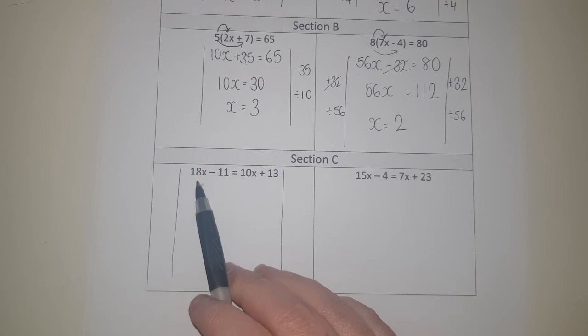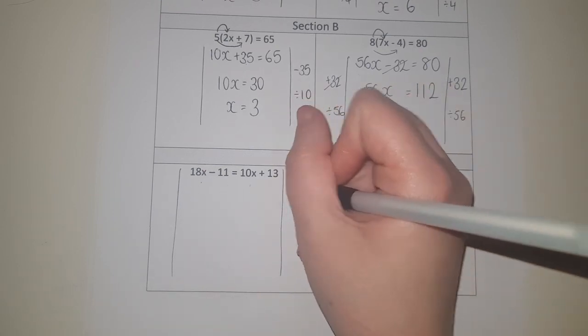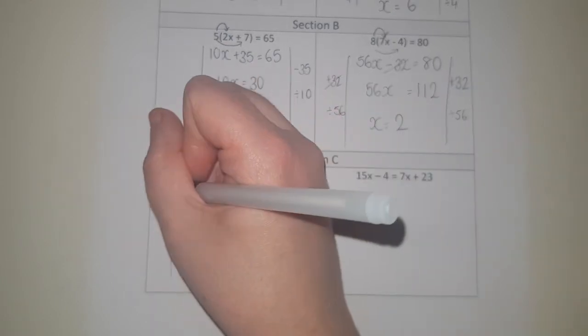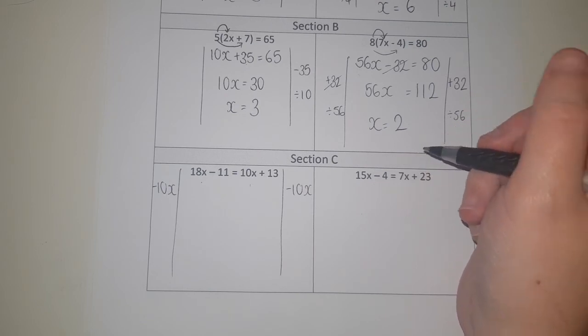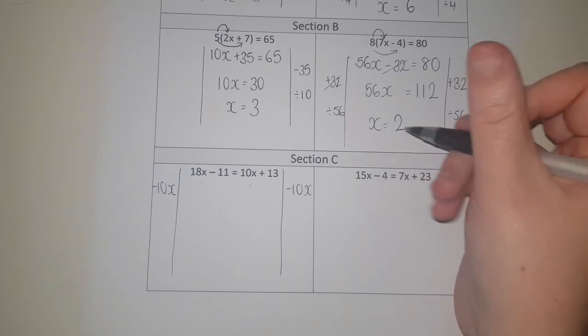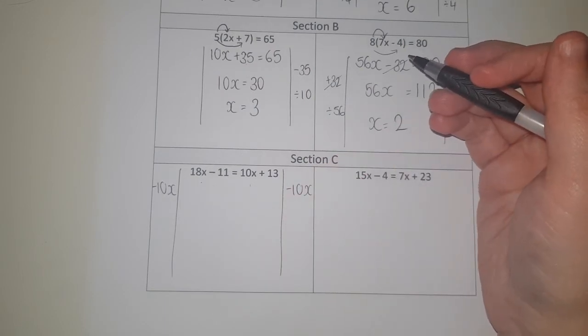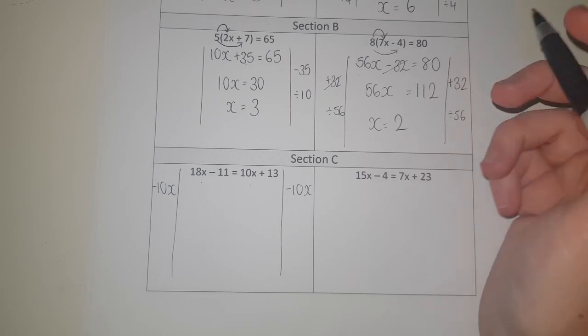Now, section C is where there's an x on both sides of the equal sign. All you want to do is always pick to get rid of the smallest. 10x is smaller than 18x, so we're going to start by subtracting 10x. Okay, remember what I said today. Technically, if you get it the wrong way around, it doesn't actually matter. You could get rid of the 18 first. You'll just probably end up dividing by a negative number, which creates extra problems at the end if you're not that confident with your negatives.